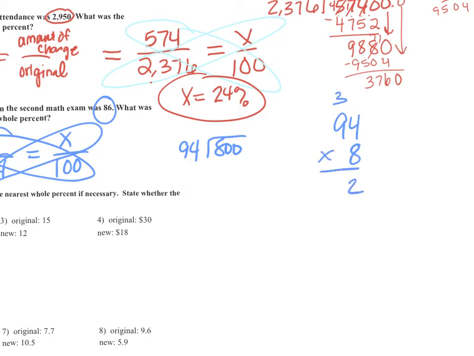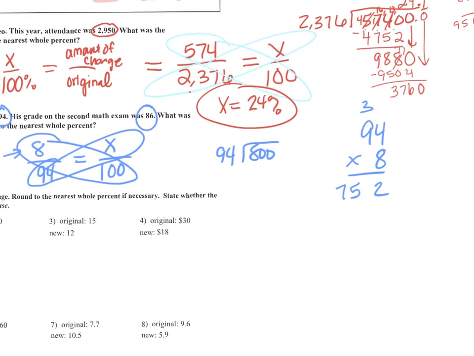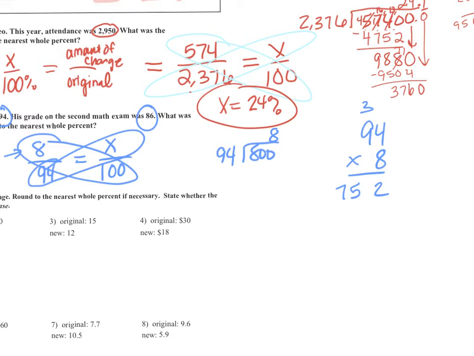32, 72, 73, 74, 75. That's pretty good. We can do 8. It's probably as close as we're going to get. So minus, because if we add 94 times 7 to 52, that's going to be more than 800.